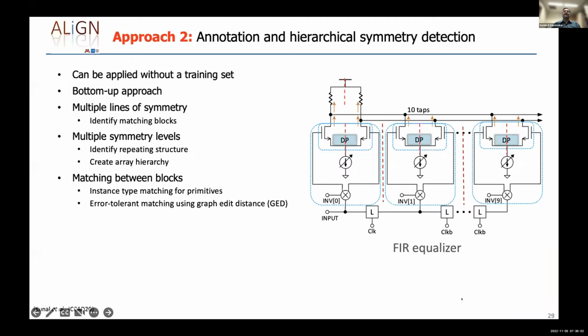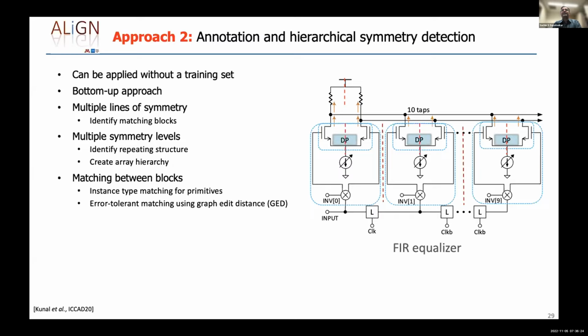Now, one of the problems with this kind of approach is that you have to curate a training set. You can do this for an OTA, you can do this for a VCO, you can do this for an LNA, but at some point the cost of curating this training set becomes prohibitive. So we looked at another approach that can be applied without a training set.